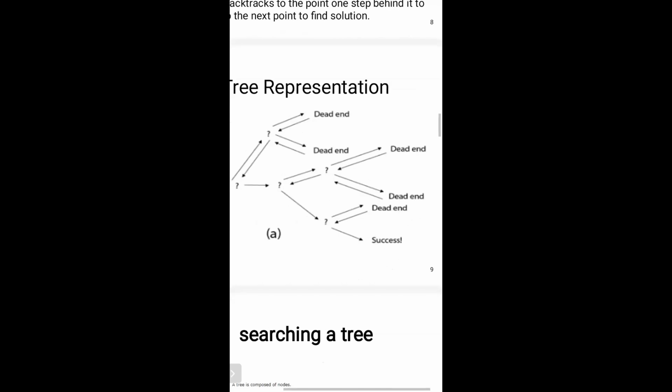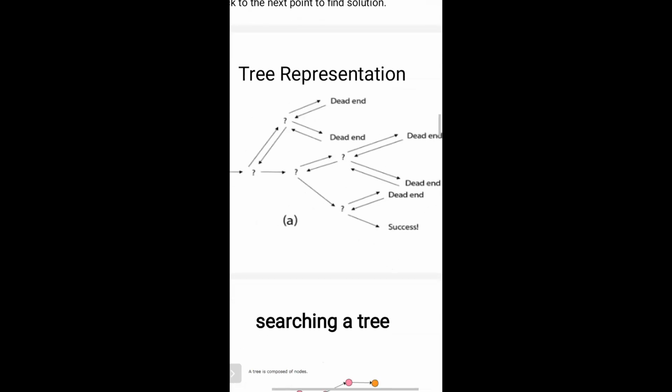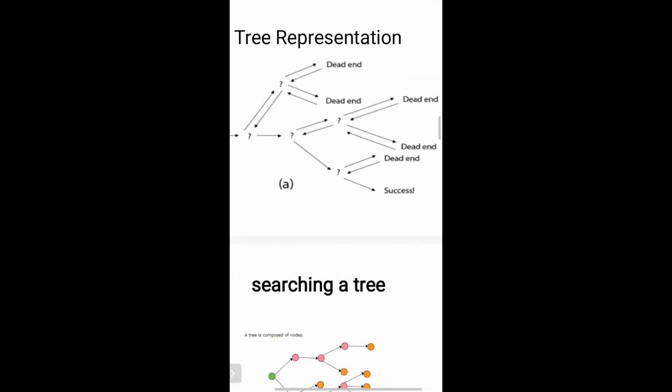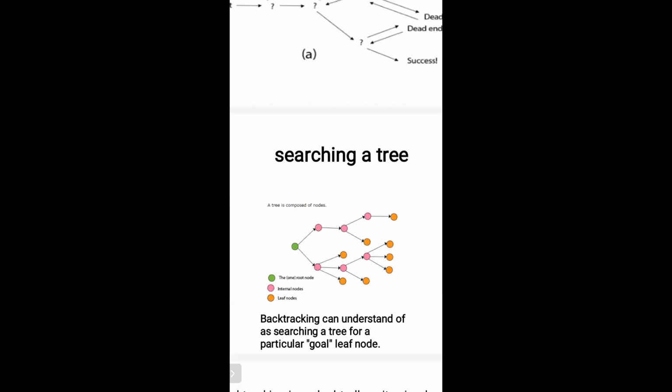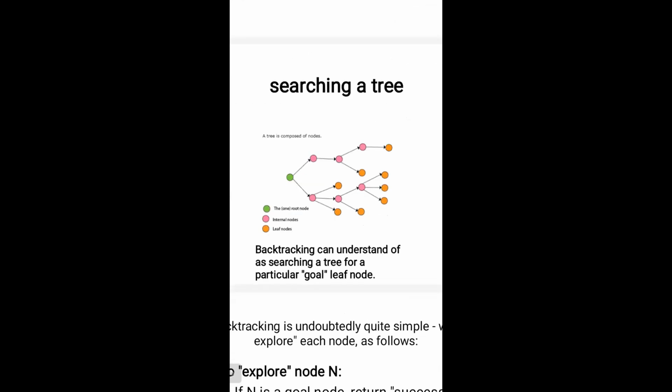After you reach the dead end, then you move back and again try an alternative solution and try to find the goal node. That is our success. So searching a tree, backtracking can be understood as searching a tree for a particular goal leaf node.